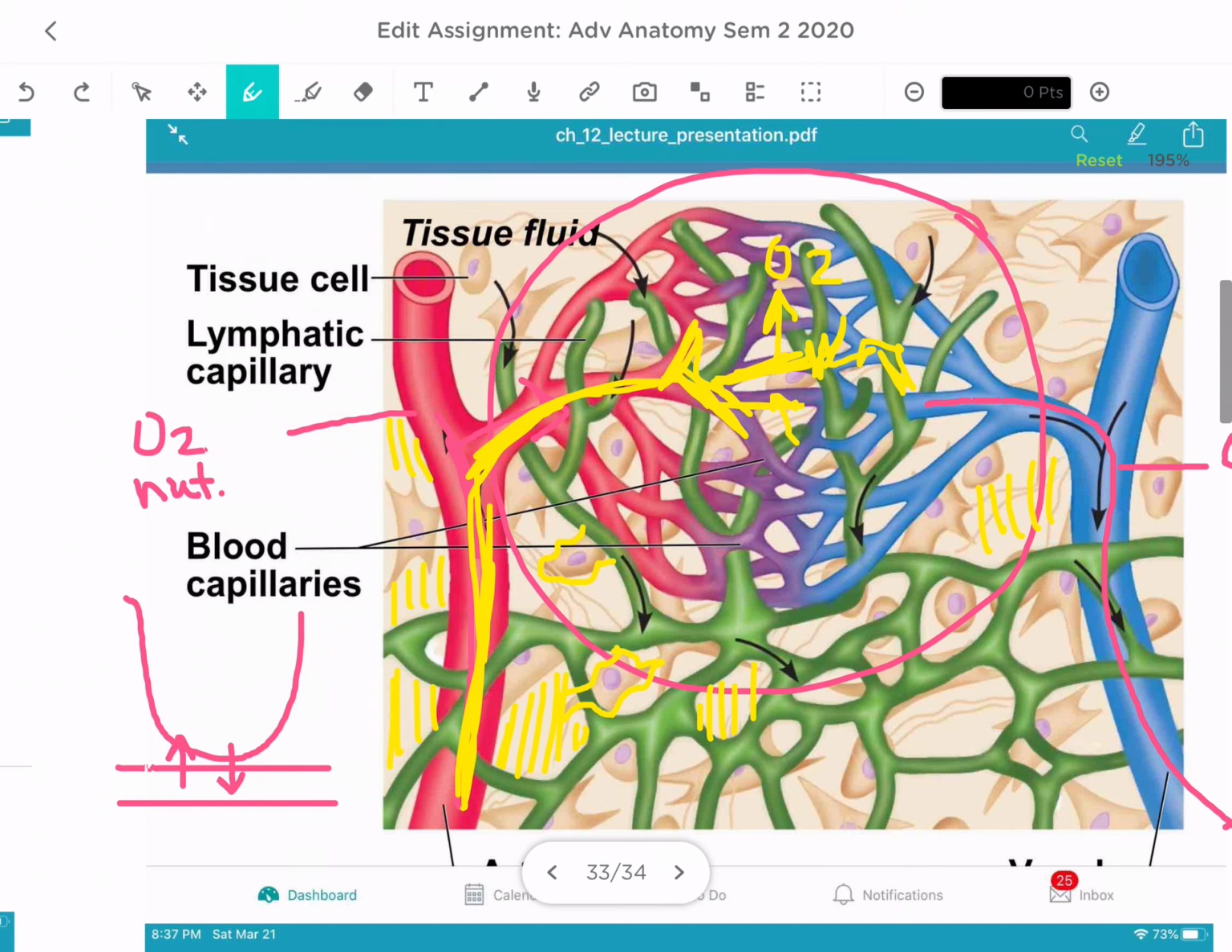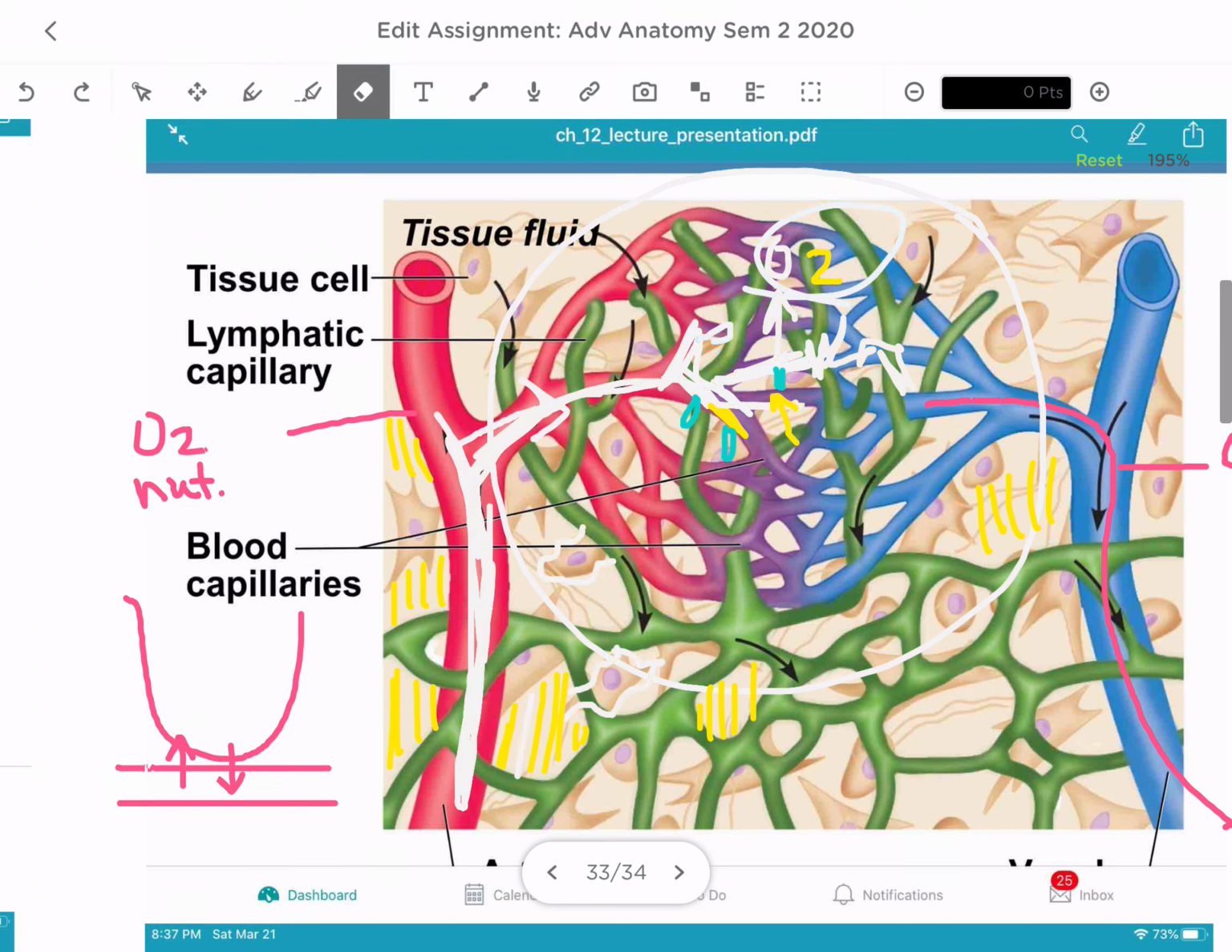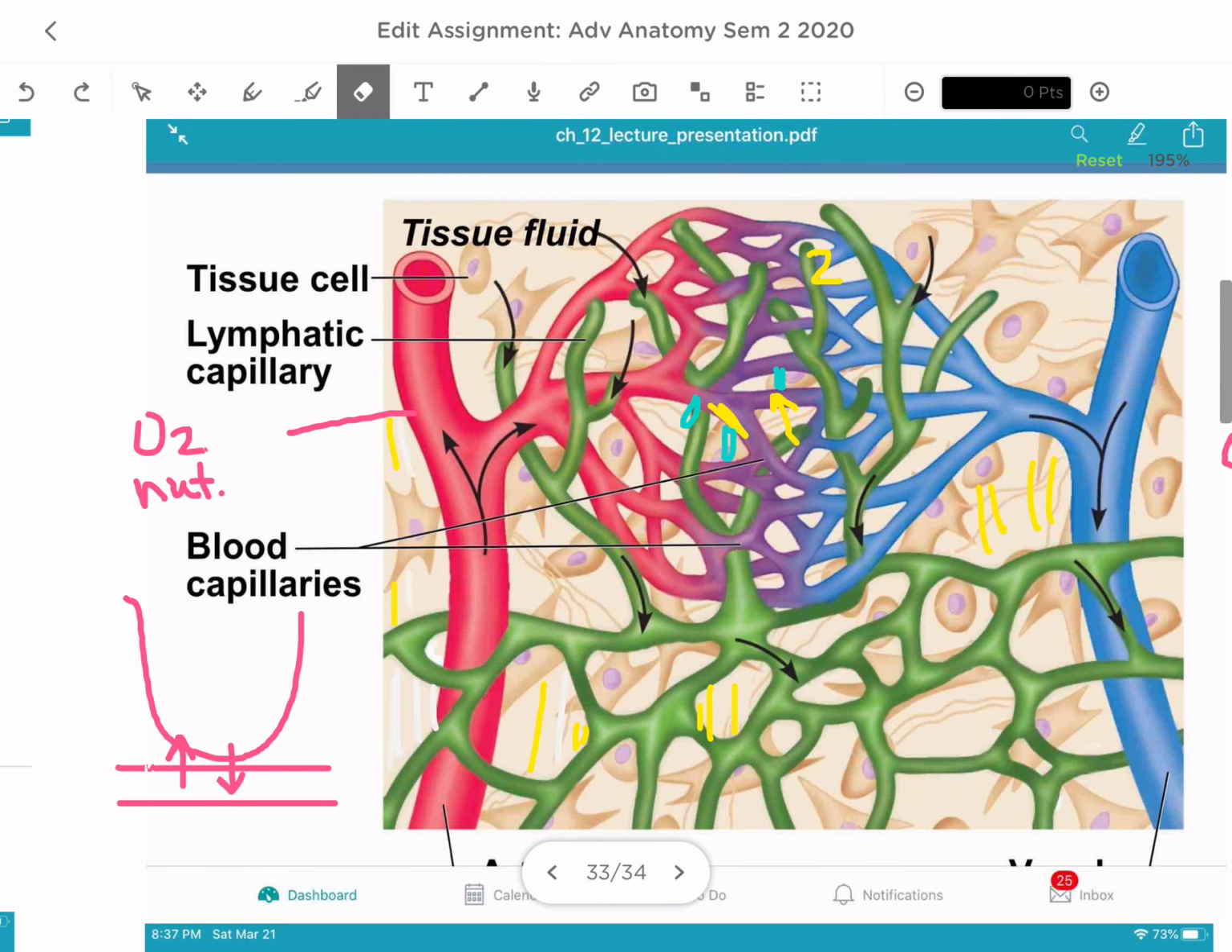Well, let's go with this color. Okay, so what happens is fluid leaks out as well as the good stuff like oxygen and carbon dioxide. Fluid leaks out, and the cells don't need that extra fluid. So all that extra fluid hangs out and can accumulate in the interstitial space. When this fluid leaks out in these capillary beds that are all over your body, it starts to fill up these spaces between the cells.